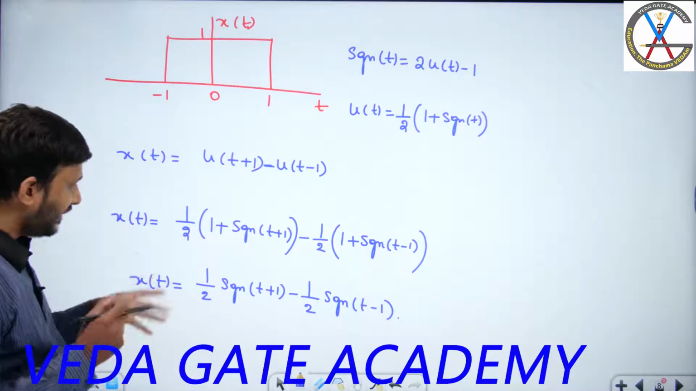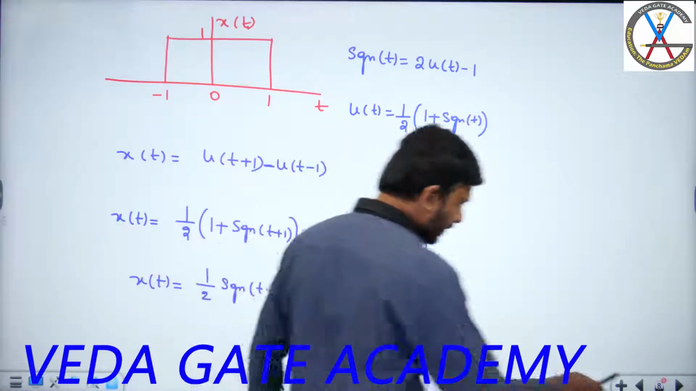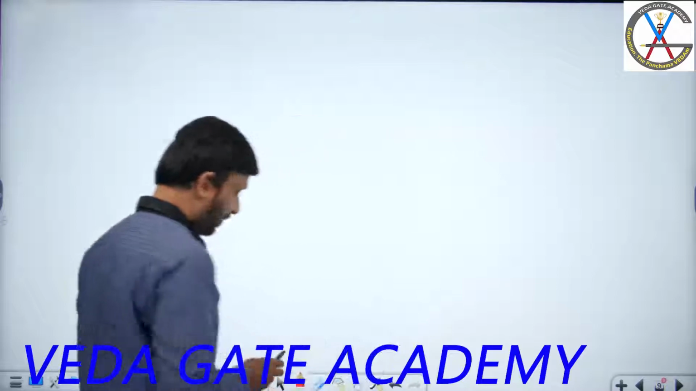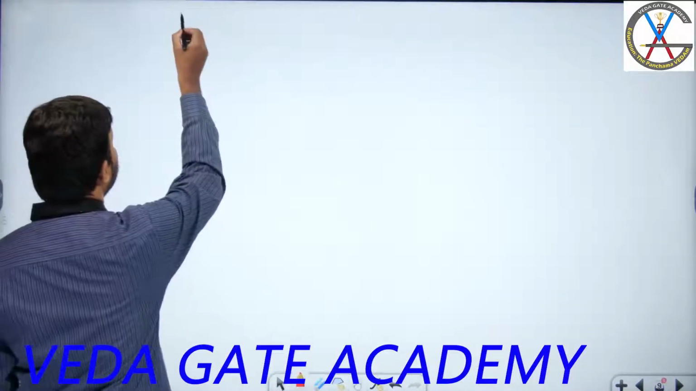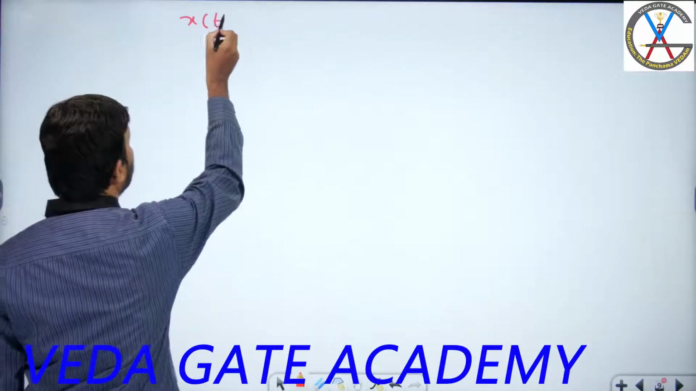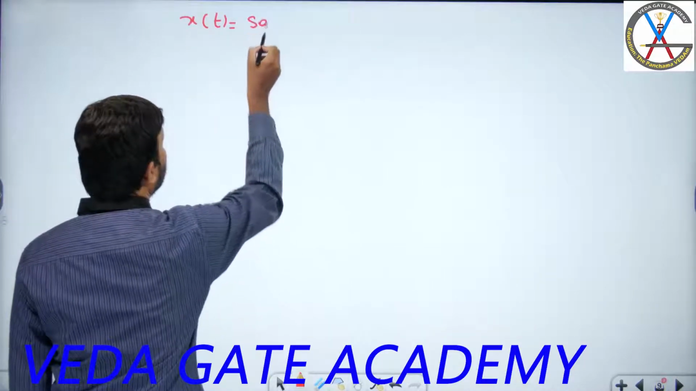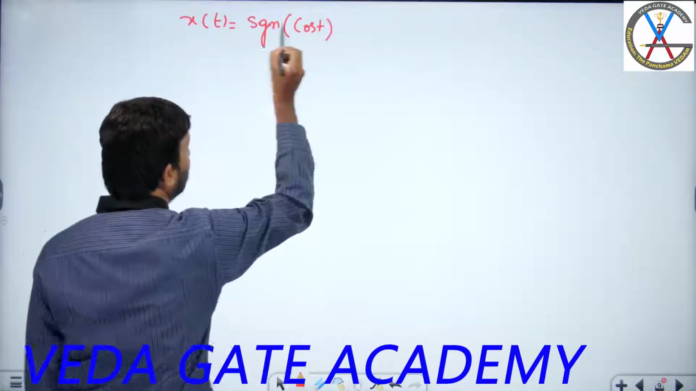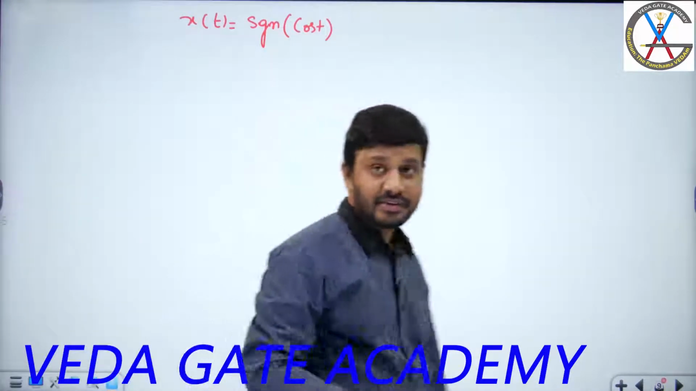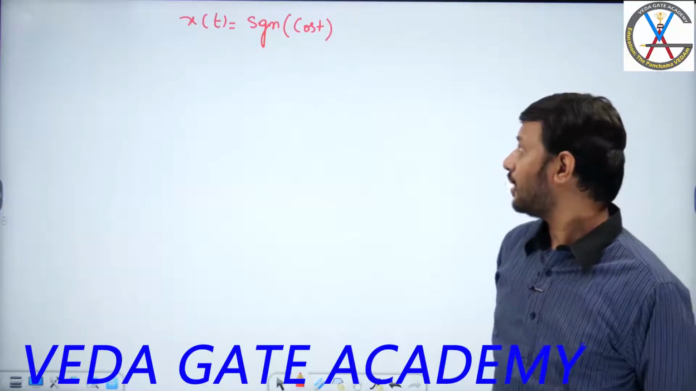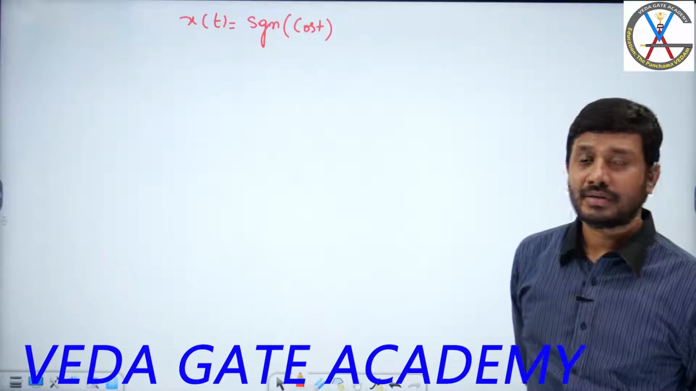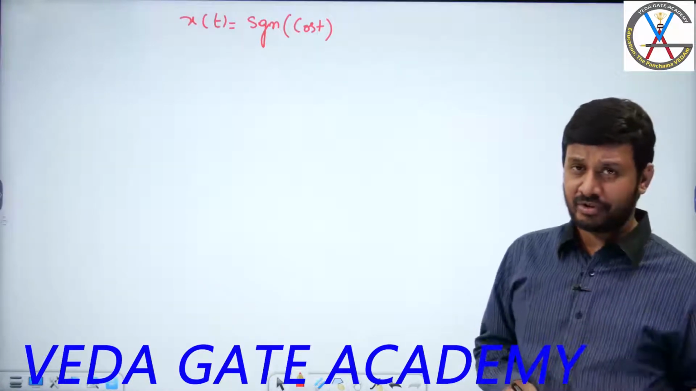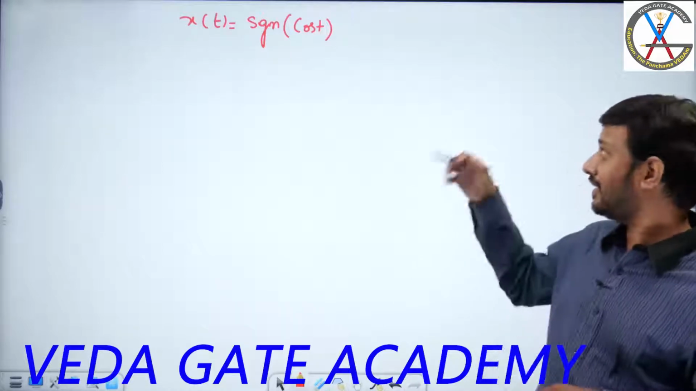Okay. After this, I want one more signal whose definition is signum of cos t. Signum of cos t shape I want. How are you going to write it? See, if you remember, similar kinds of signals we have drawn in the case of unit steps also. U of sin t we have drawn. Now here, signum of cos t.